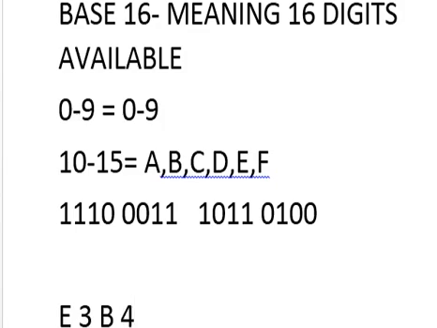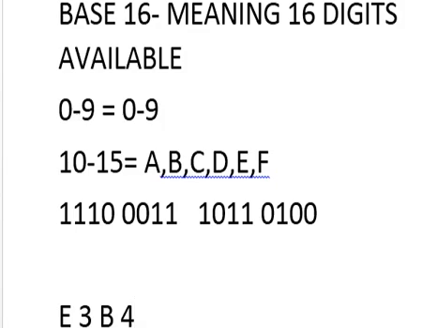With hexadecimal, it goes from 0 to 9, and that just equals the normal digits. But from 10 to 15 onwards, it equals letters from the start of the alphabet: A is 10, B is 11, C is 12, D is 13, E is 14, and F is 15. So we're going to Google again and type that in.